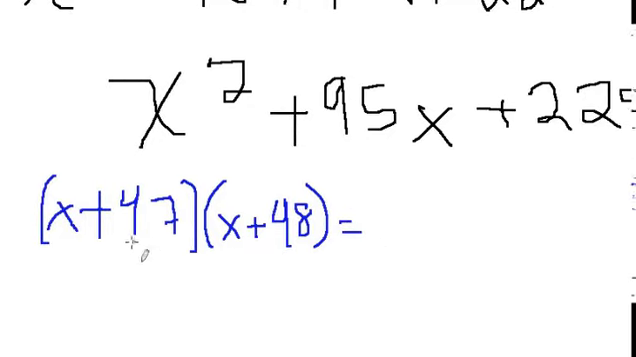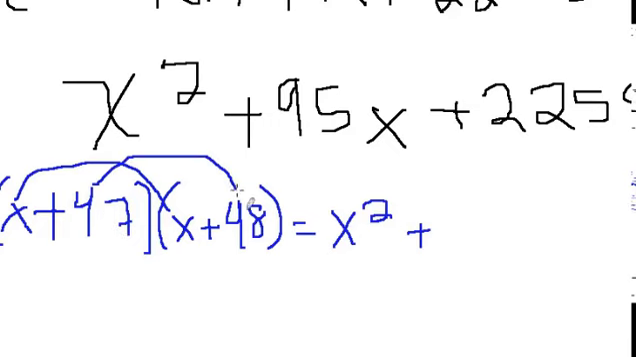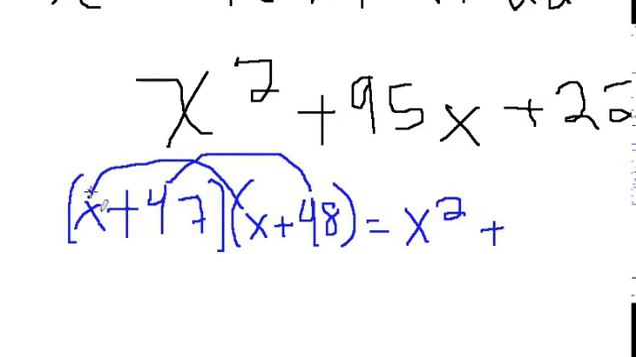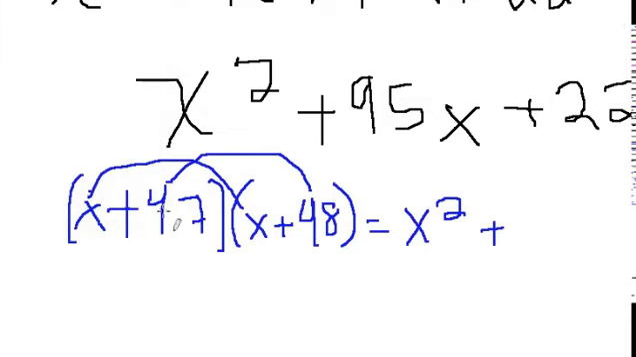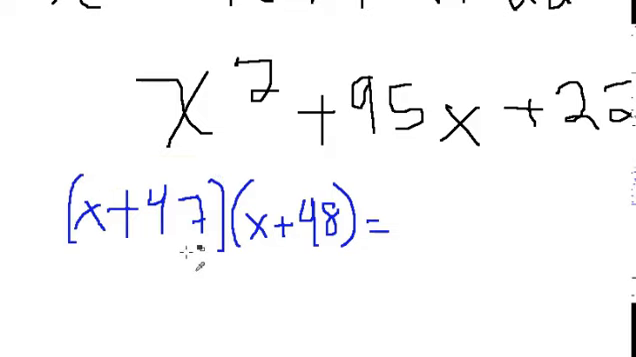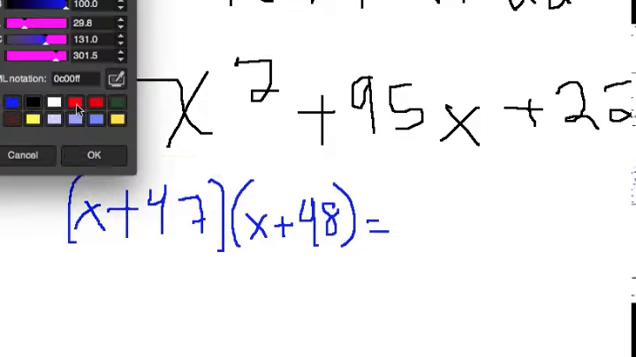So I'm going to multiply these two binomials, x times x, that's going to be x squared. And then 47 times 48, I'm sorry, I meant to say this one. I'm going to change colors right now, guys. One second.